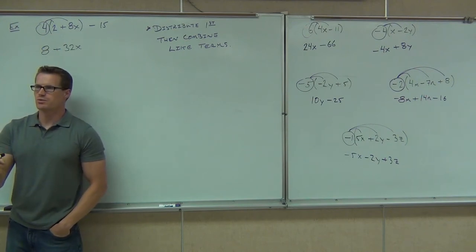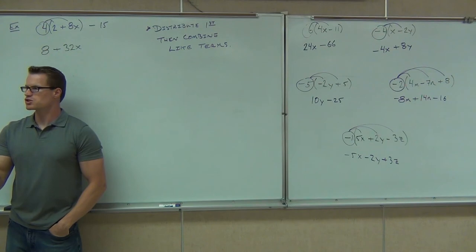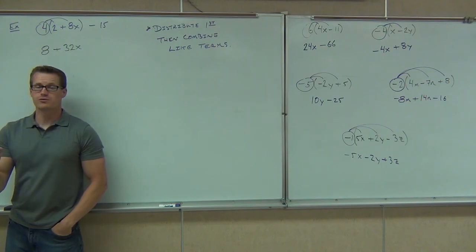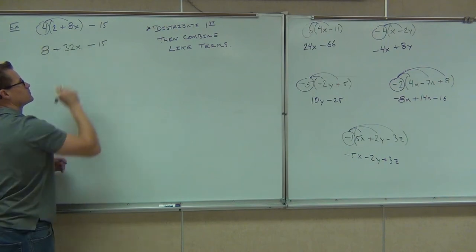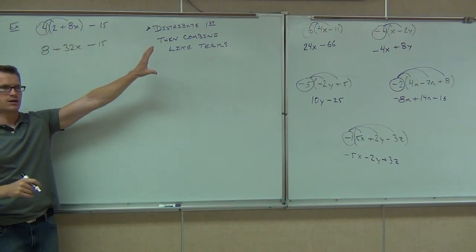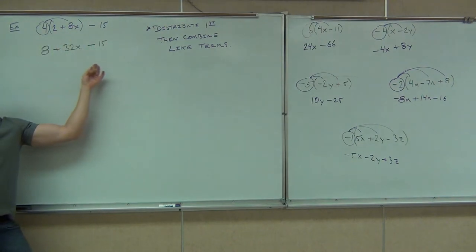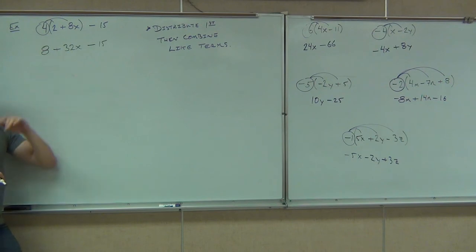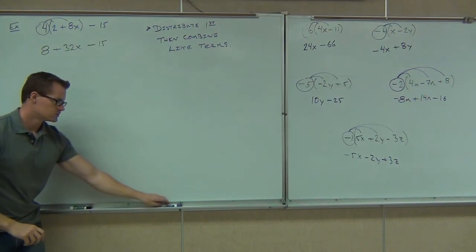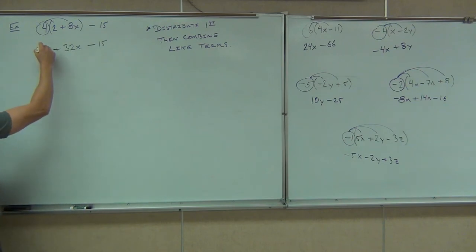So I want you to notice that really what we have here is basically just two problems in one, both of which you've done before. You've done the distribution. But this is just a combining like terms problem, which we also did in this section just 2 days ago. So question, do you have like terms here? Yes. That's a negative 15 and an 8. Sure, that means we can combine.